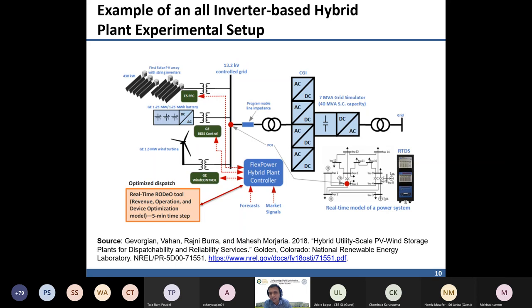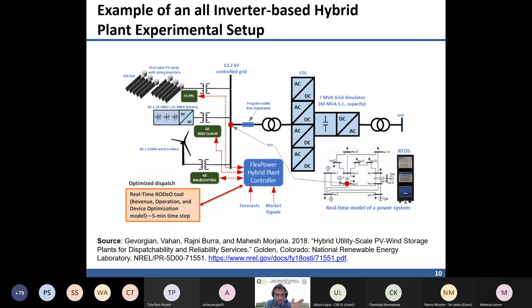So what you see here is an entire experimental setup, which is available at the Flatirons campus of the National Renewable Energy Laboratory, where on the right side, you have a large grid simulator that can provide up to 7 MVA of power and about 6 times that short circuit current.